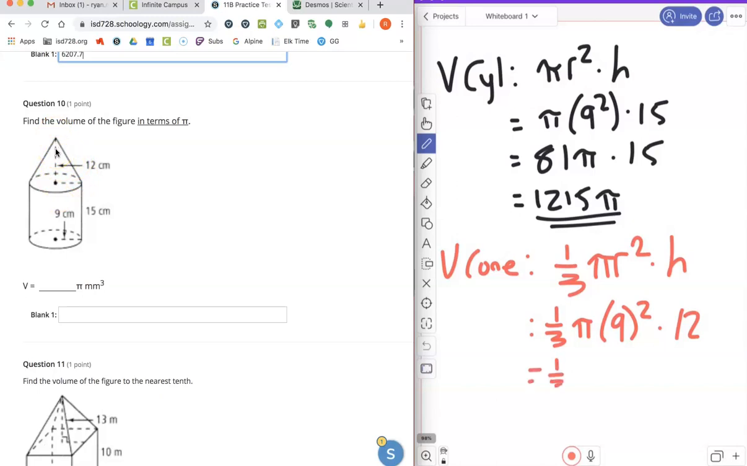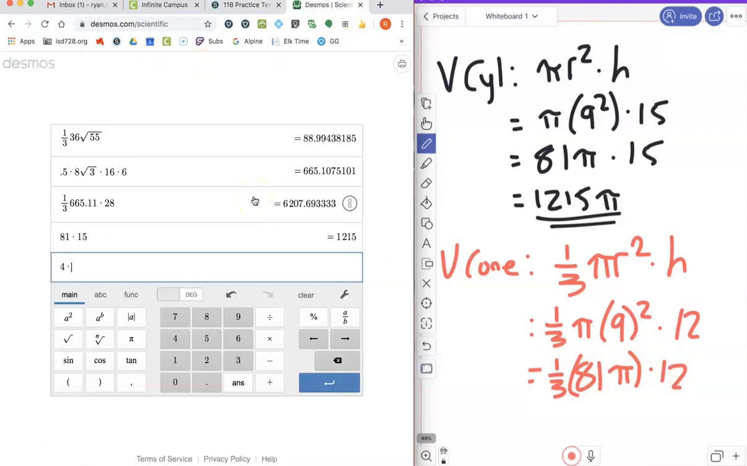So that's 1/3 of 81 pi times 12. If you think about the 1/3 and the 12, 1/3 of 12 is 4. So I could do 4 times 81. Or you could punch it all in and get 324. So this will be 324 pi.